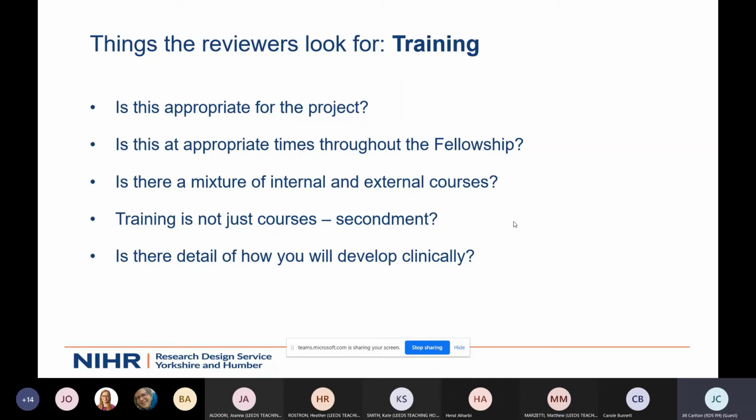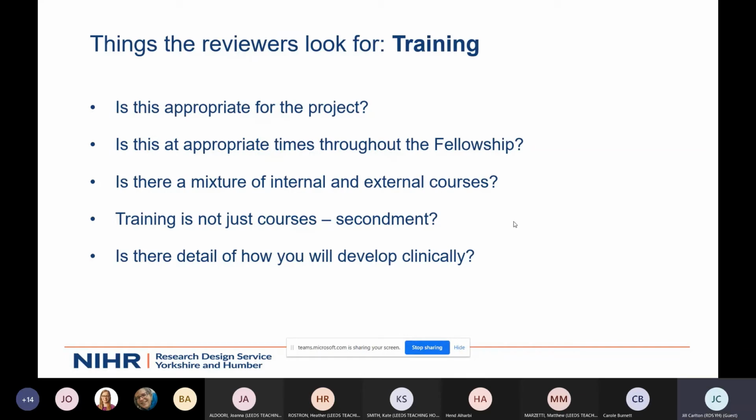But of course, training isn't just about sitting on a course. Sometimes we learn best by watching and doing over a prolonged period of time. So I have seen in applications where people put in for secondments, either to another academic institution or to another clinical academic institution, such that they can learn skills in different ways. And that secondment doesn't necessarily have to be within the UK either, as long as it's linked and there's a sound rationale for having it included.